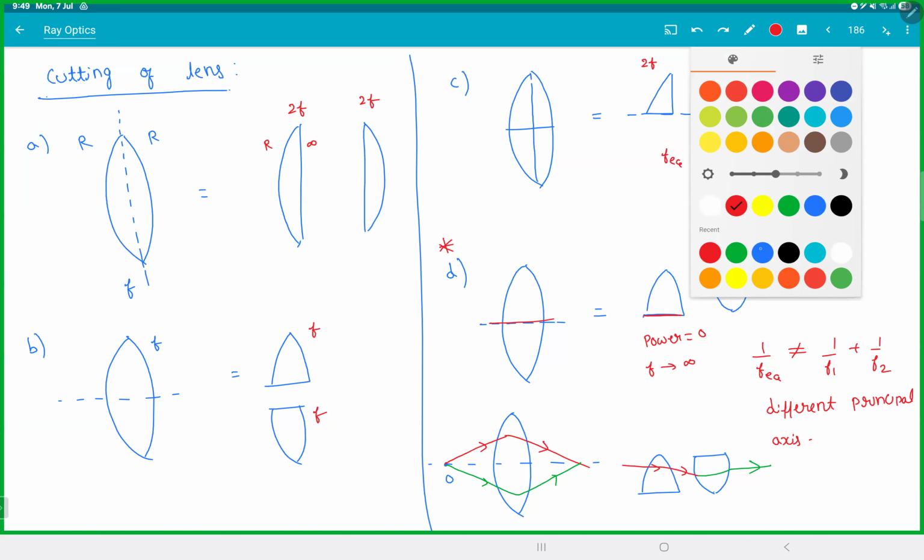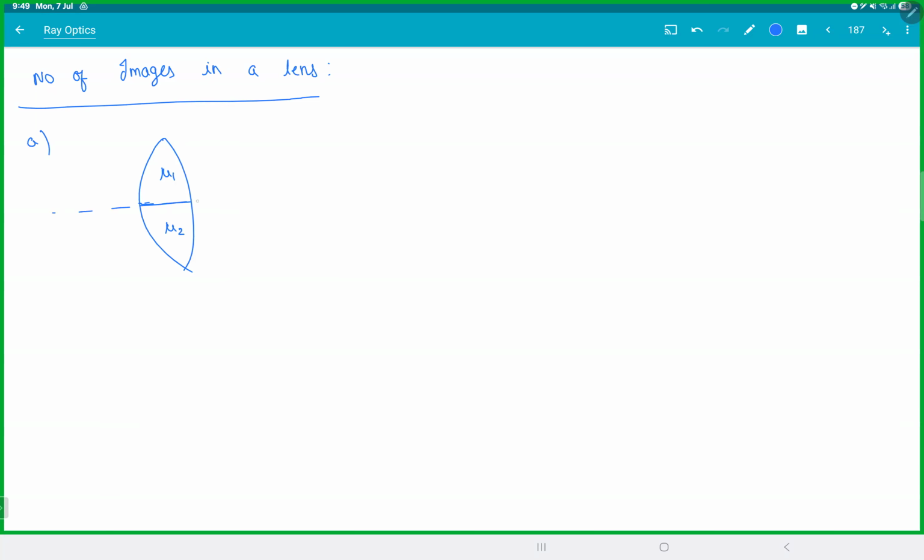Next thing. Number of images in a lens. This was asked in matrix matching. Easy one, but yeah, they do ask. In an advanced paper, out of 20 questions, there'll be at least 5 to 6 which are easy. So let's say we got a lens which has two mediums, mu1 and mu2. Object is here. How many images will form?